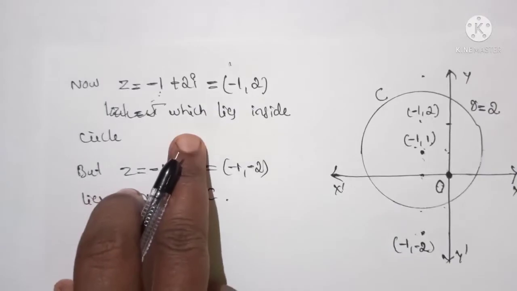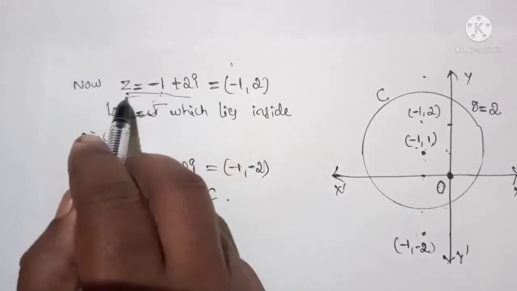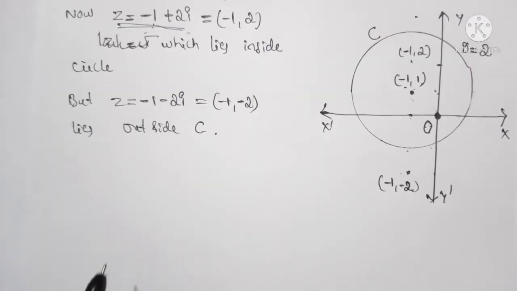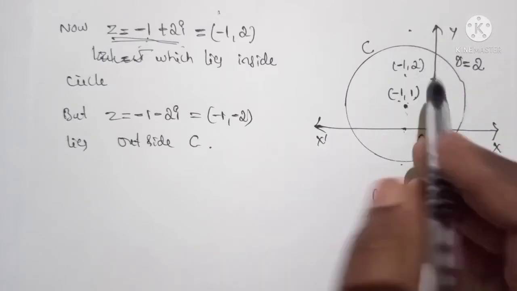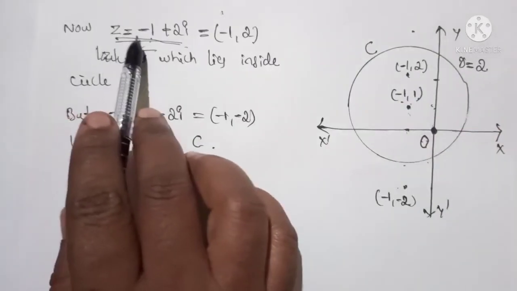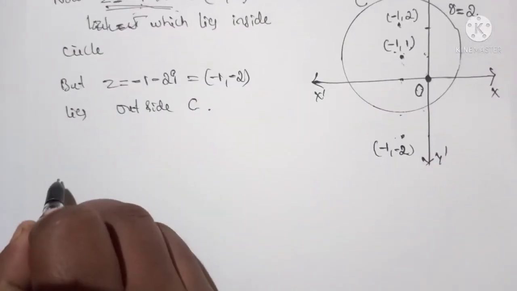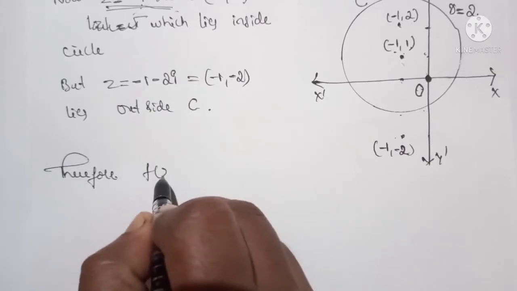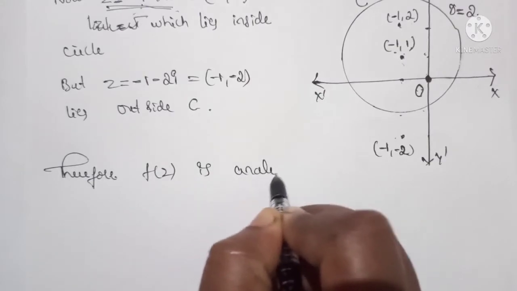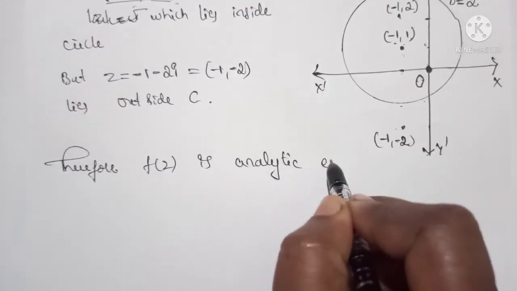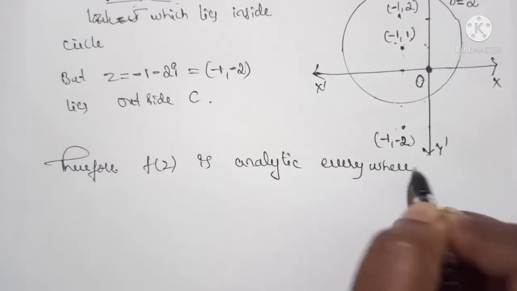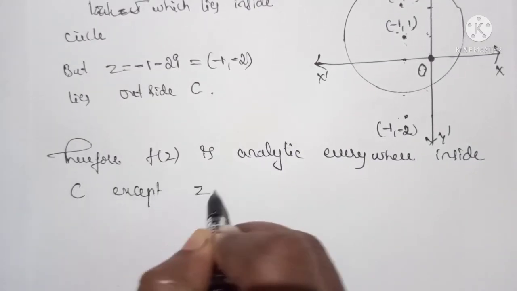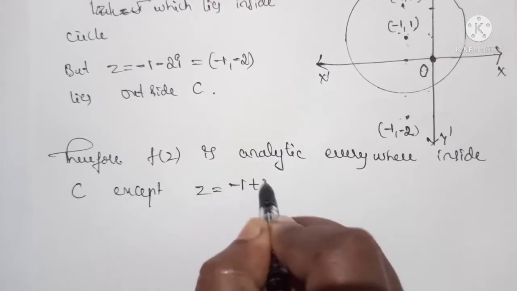So we find the residue only at z equals minus 1 plus 2i. We can say that f of z is analytic everywhere inside the circle C except at this point, that is z equals minus 1 plus 2i.